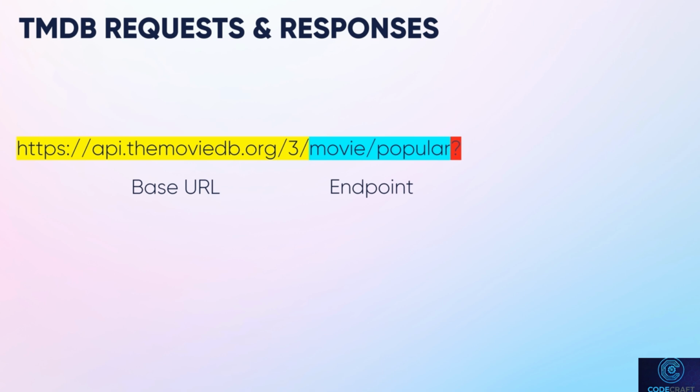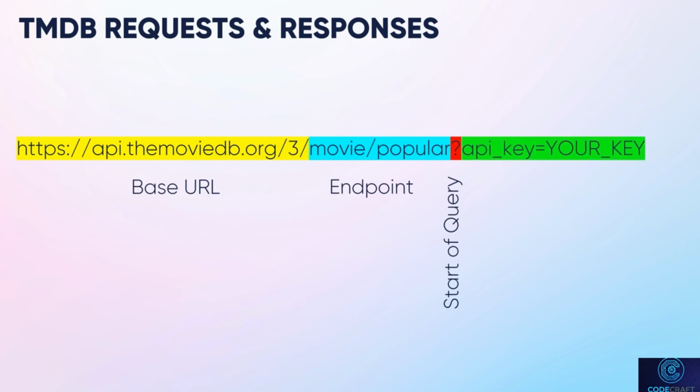Then you should follow it with a question mark. This question mark separates the base URL and the endpoint from the query parameters. Query parameters are key value pairs added to the end of a URL to customize and specify the details of an HTTP request. These parameters are separated from the base URL by a question mark and from each other by ampersands. Query parameters are used to send additional information to the server when making an HTTP request.